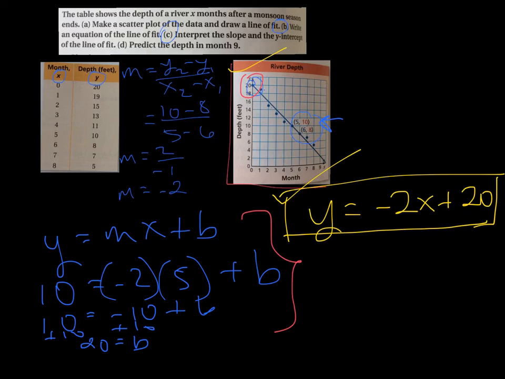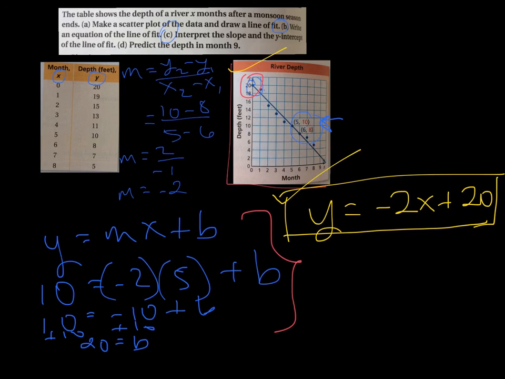And the y-intercept of 20, that would mean at the very end of monsoon season, as soon as it ends, so 0 months after it's ended, the river's at 20 feet. When x is 1, so 1 month later, it's going to be at 18 feet. After 2 months, it's going to be at 16 feet, right? Because you're just plugging in the month for x, and then you're getting y, your new depth. So now we've interpreted C, we've interpreted the slope and y-intercept, and now D predicts the depth in month 9.